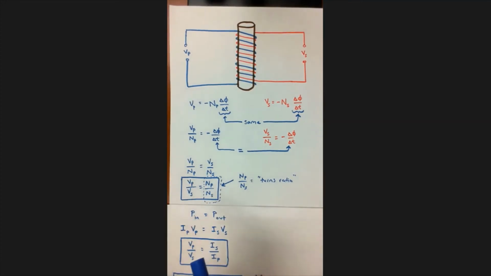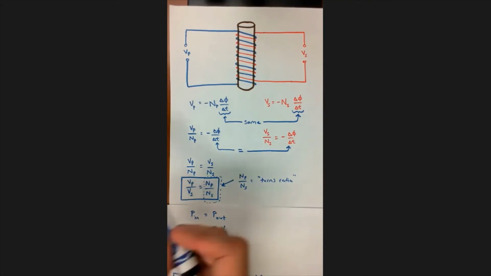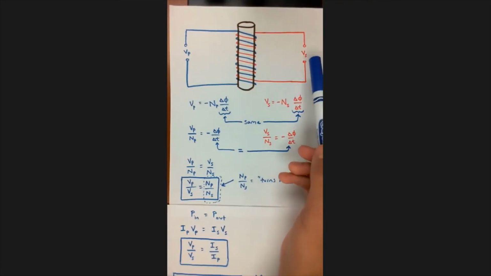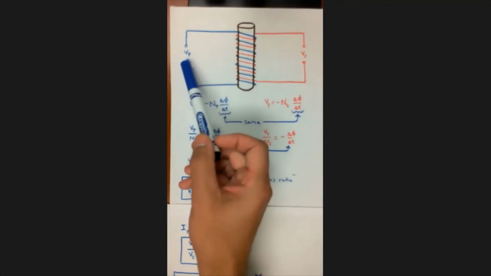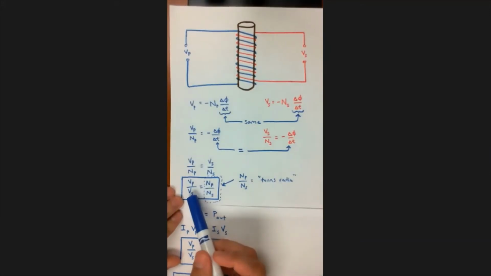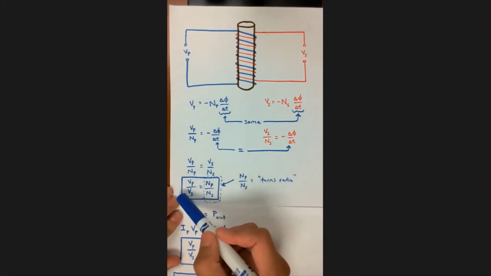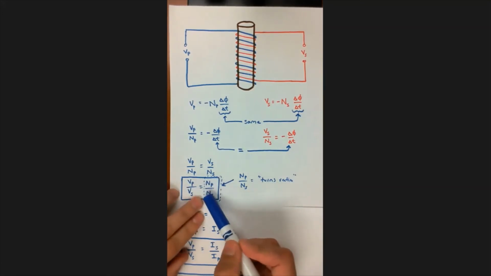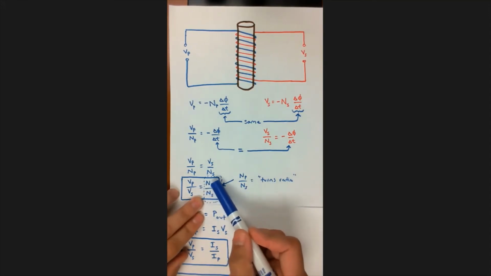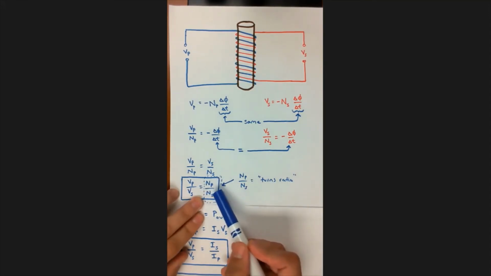Conversely, at the other end of the transmission line, if you want the secondary voltage to be much lower than the primary voltage, then look down here. You want your secondary voltage to be lower than the primary voltage, so you want this value to be much greater than 1. Therefore, you want more turns on the primary winding than you have on the secondary winding.